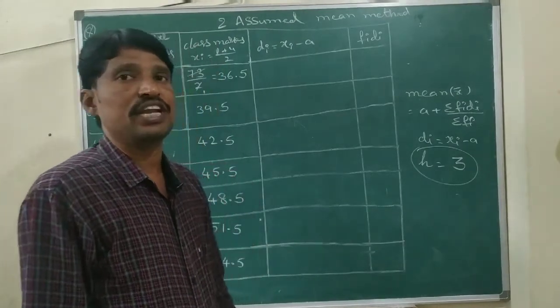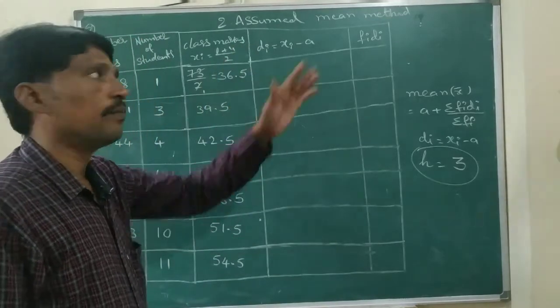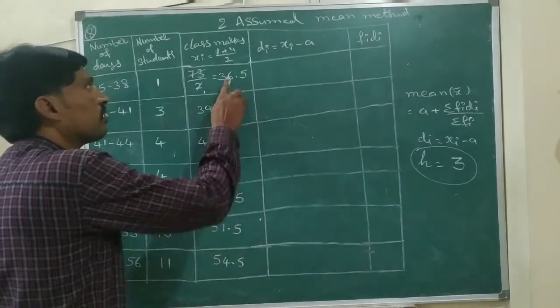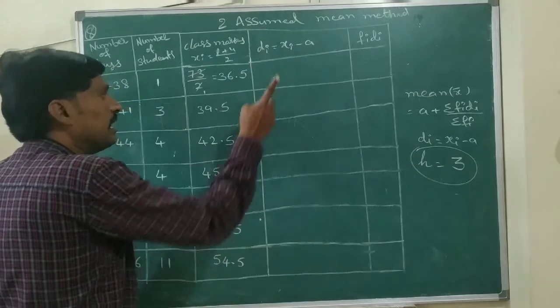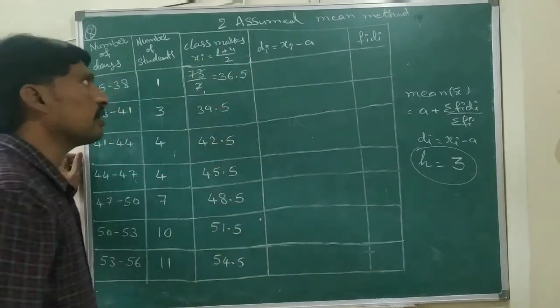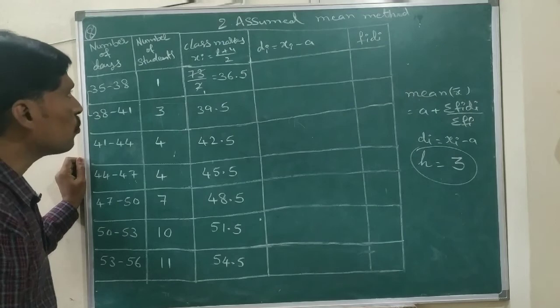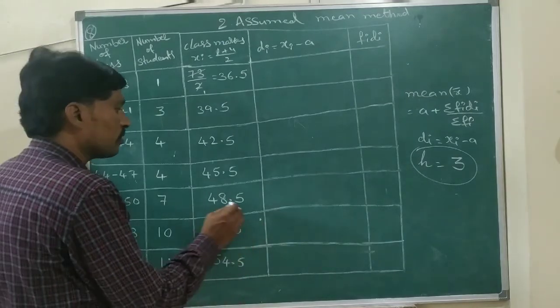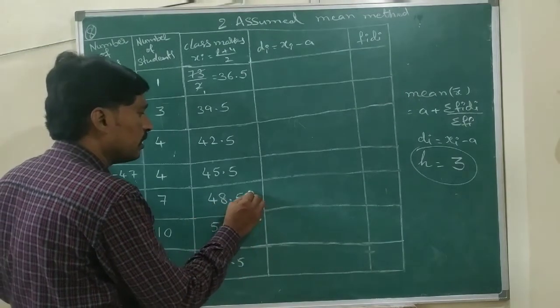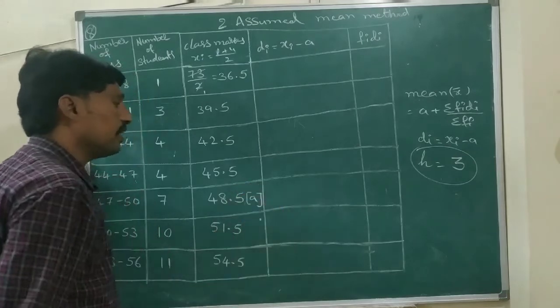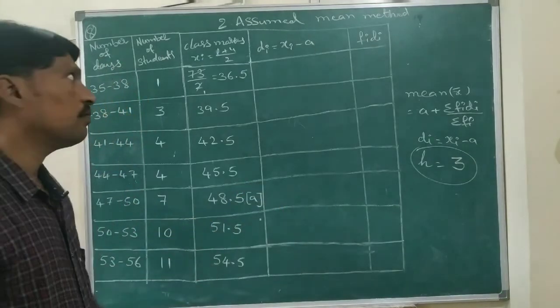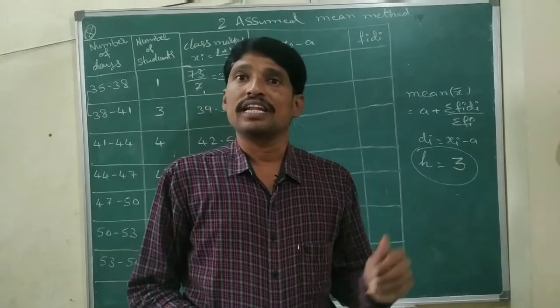Now we need to find the deviations, di equals xi minus A. Xi means the class marks. For A, we can assume any class mark. Here I am assuming 48.5 as A. A equals 48.5.